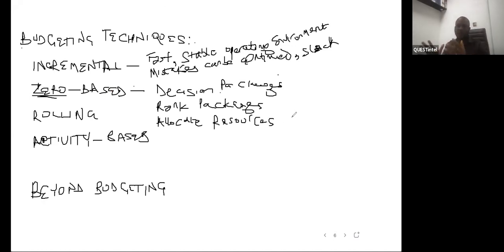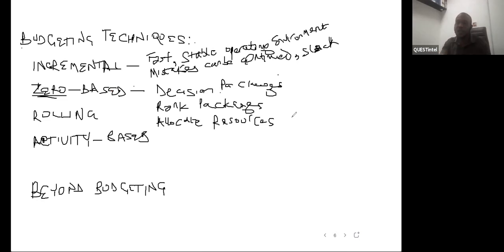Now, a decision package is an event or an activity in the organization for which we are making a budget. So an activity that will incur cost, for which we need to allocate resources. That is a decision package. Any activity within the organization for which cost will be incurred will be a decision package.